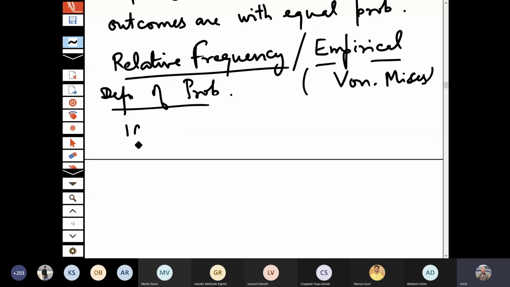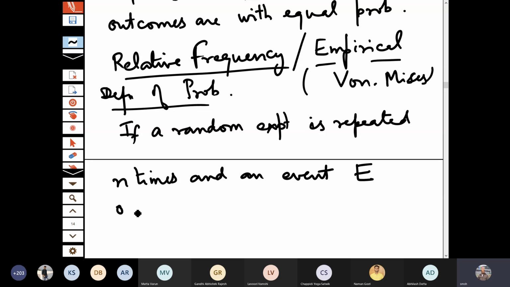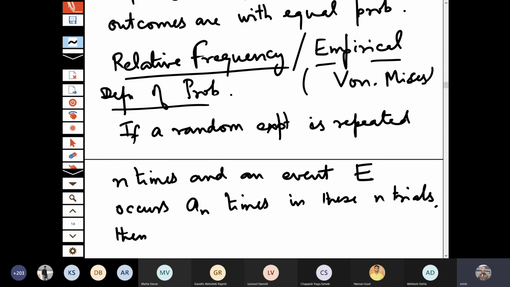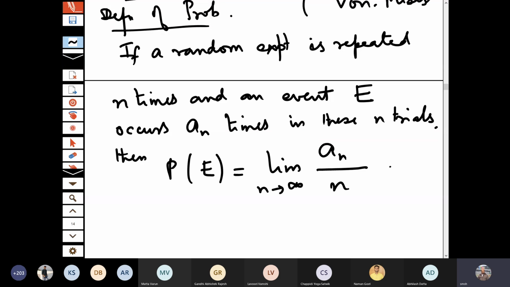So, if a random experiment is repeated n times and an event E occurs a_n times, okay, then the probability of E is defined as the limit of a_n by n as n tends to infinity. So you look at the long-term ratio of the occurrence which is favorable to that event.